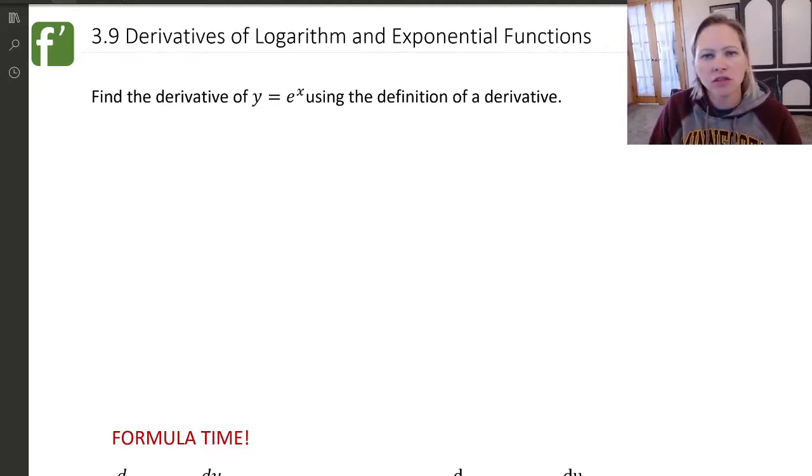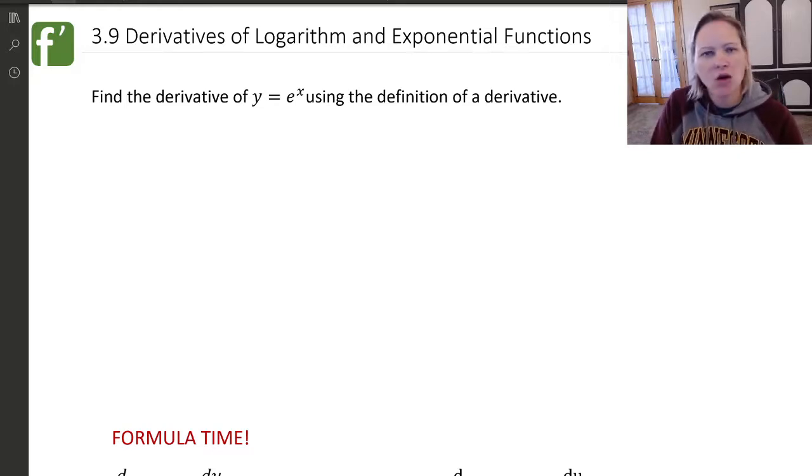So we're going to take a quick look here at e to the x, and we're going to see, based on the definition of a derivative, which is that thing that involves that limit as h approaches 0. Based on that definition, where does the derivative of e to the x come from? So let's explore that here, and then I'll show you some formulas.